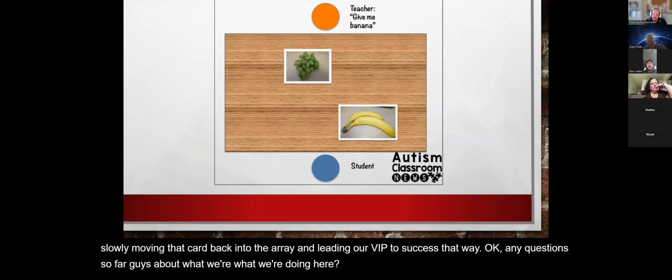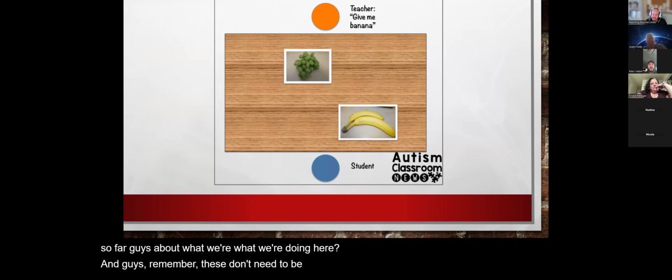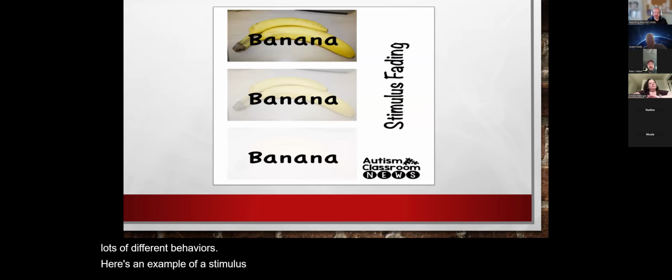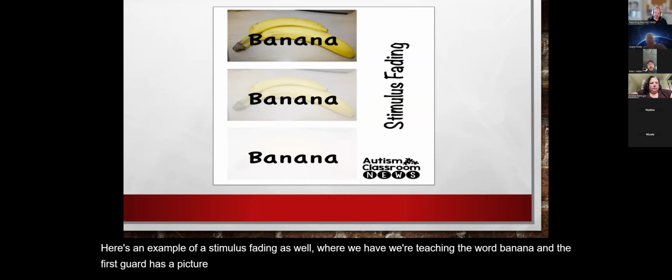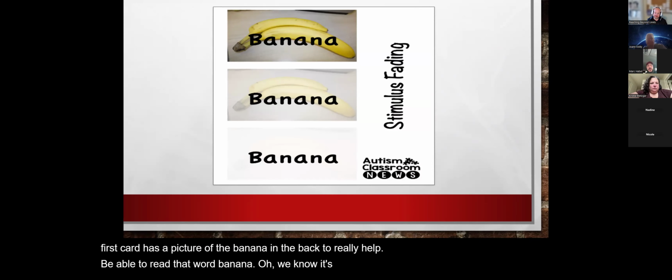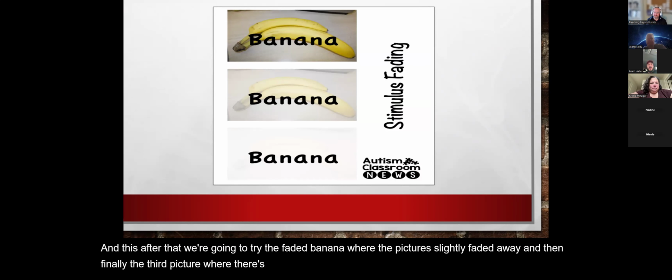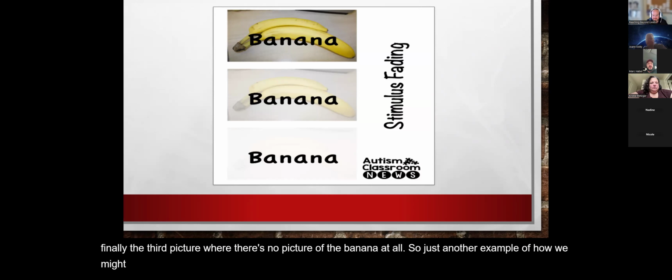And guys, remember, these don't need to be just about cards. They could be used for lots of different behaviors. Here's an example of stimulus fading as well, where we're teaching the word banana, and the first card has a picture of the banana in the back to really help be able to read that word banana. Oh, we know it's a banana. I can see the picture of the banana. After that, we're going to try the faded banana where the picture's slightly faded away. And then finally, the third picture where there's no picture of the banana at all. So just another example of how we might fade a stimulus prompt.